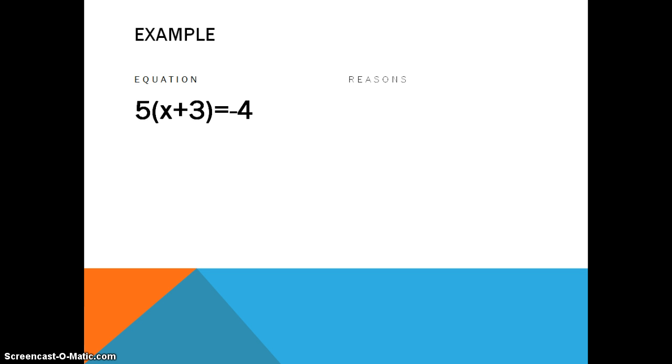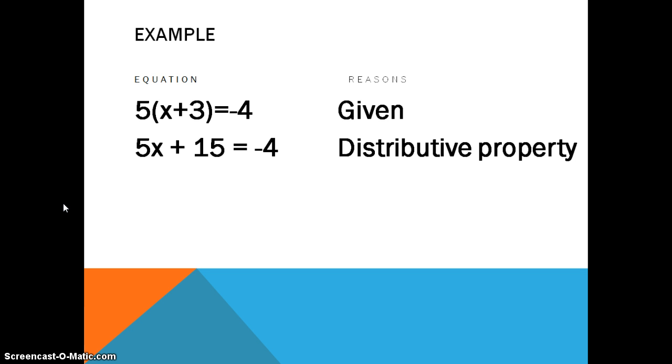Let's try another example. Our equation is 5 times x plus 3 equals negative 4. So my equation is just going to be given to me. The first step in solving this equation is that I need to get rid of these parentheses. So I'm going to distribute the 5 to the x and to the 3. That's going to give me 5x plus 15 is equal to negative 4. What did I do to get that answer? Well, I had to use the distributive property.